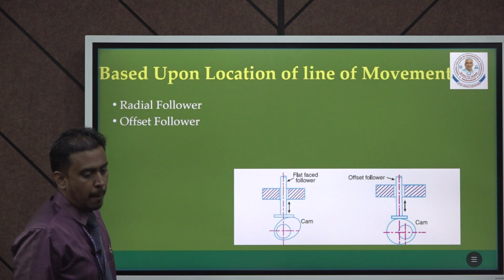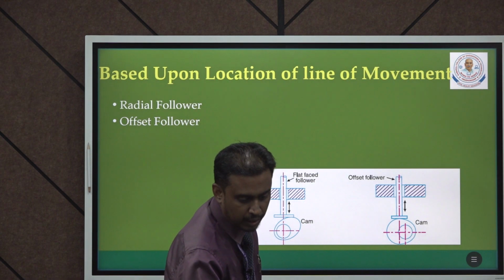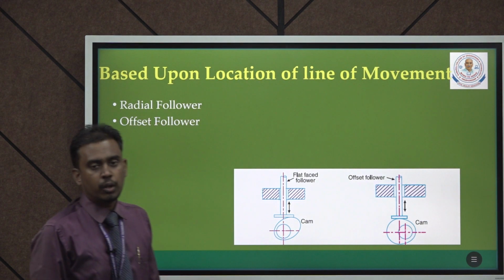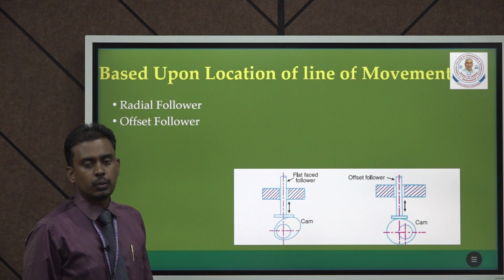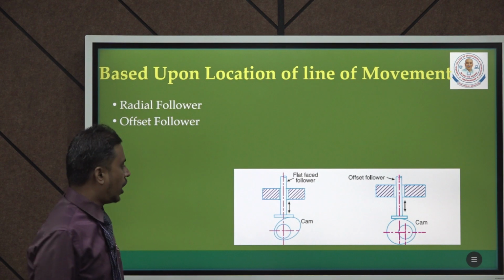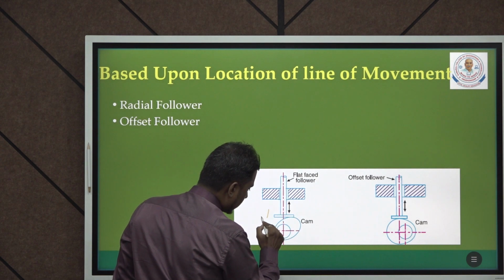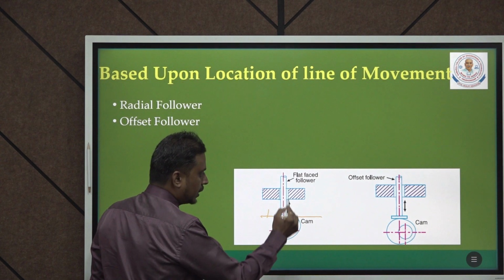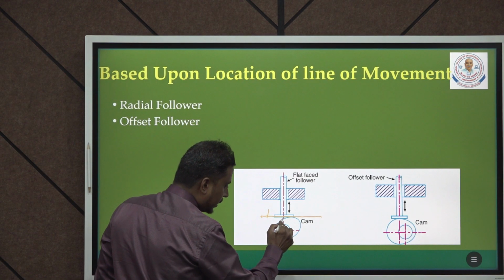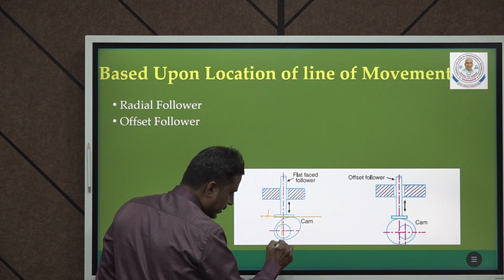Now, based on the location of line of movement, the follower is classified into two types. First one is radial, second one is offset. Here the axis of the follower. So, let us consider these are the two parts, this is cam, this is follower. The cam is having its axis here.